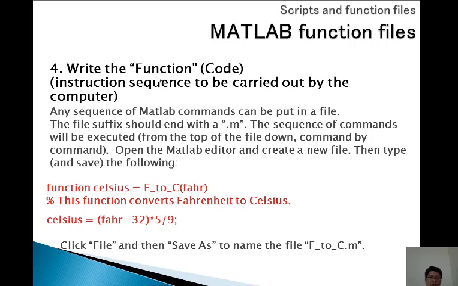So next step is to actually write the code. To write the code, we will write a function. Our function name will be F to C, so basically from Fahrenheit to Celsius. The function will be something like this: function Celsius equals F to C. It will receive the input, which is FAHR. The comment says this function converts Fahrenheit temperature to Celsius, and the working equation will be Celsius equals (FAHR minus 32) times 5 divided by 9.